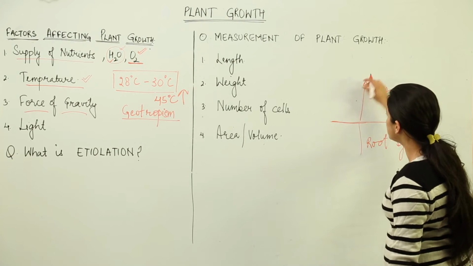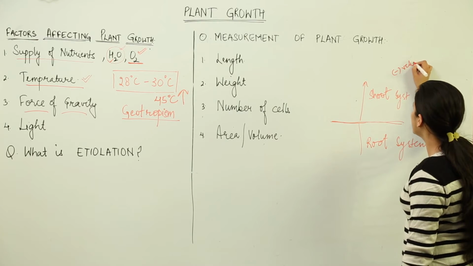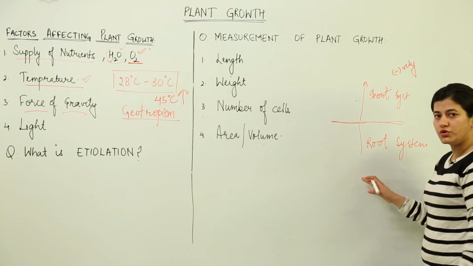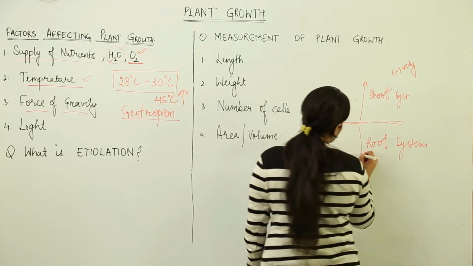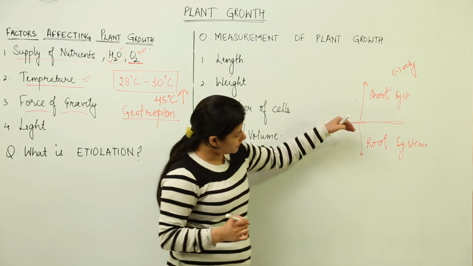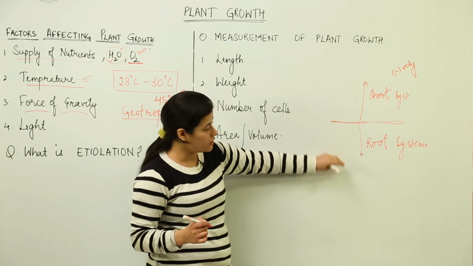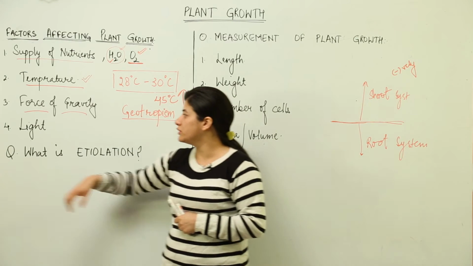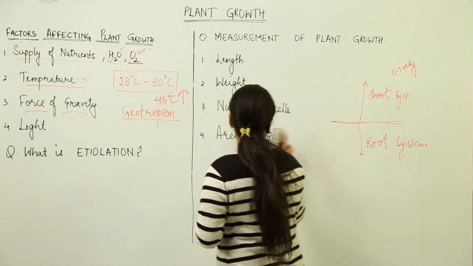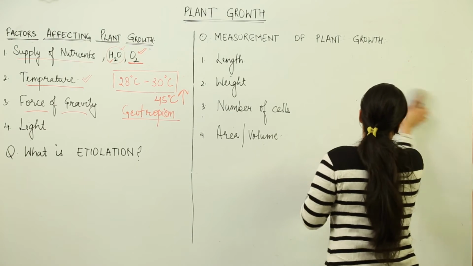Now the shoot system is going against gravity, so it is negatively geotropic, and you always see the shoot grows opposite to the gravitational force. And in the case of the root system, the gravitational force is in the same direction as the root grows. So we get to see force of gravity acting on the growth of the plant, and it is a very relevant factor for the growth to be observed.